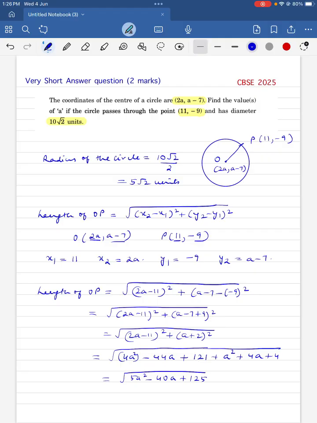And I know that the length of OP is the radius of the circle, and we already found the radius of the circle is 5 root 2 units. So I'm just equating this to 5 root 2. Now let me square both sides so that I can get rid of the square root. When I square 5 root 2, I would get 50 from it because 5 squared is 25 and root 2 squared is 2. So when you multiply both of that together, you would get 50 is equal to 5a squared minus 40a plus 125. Now let's try and solve this equation.